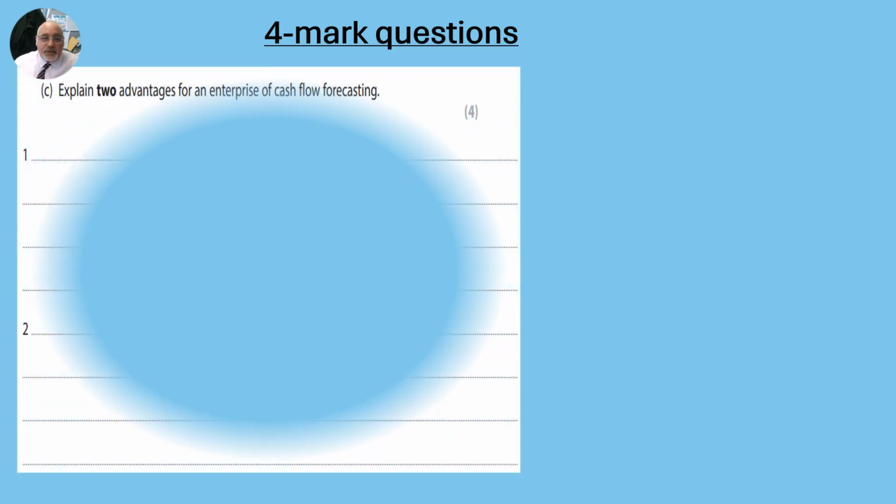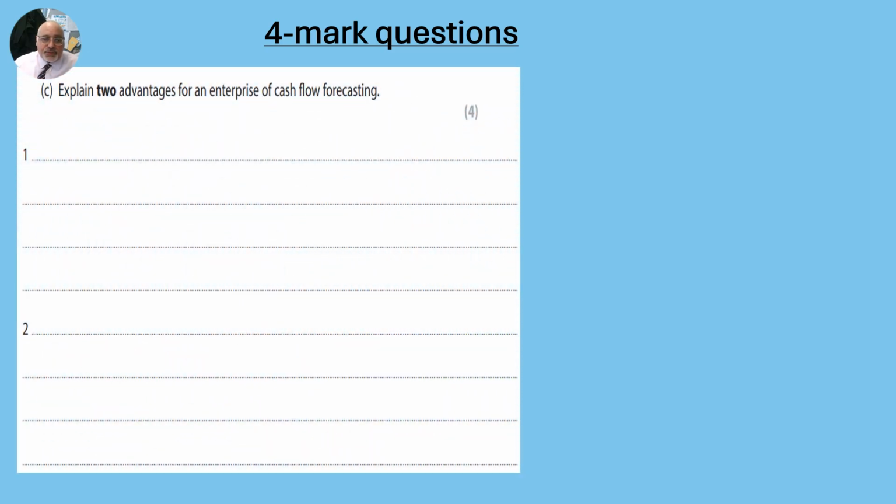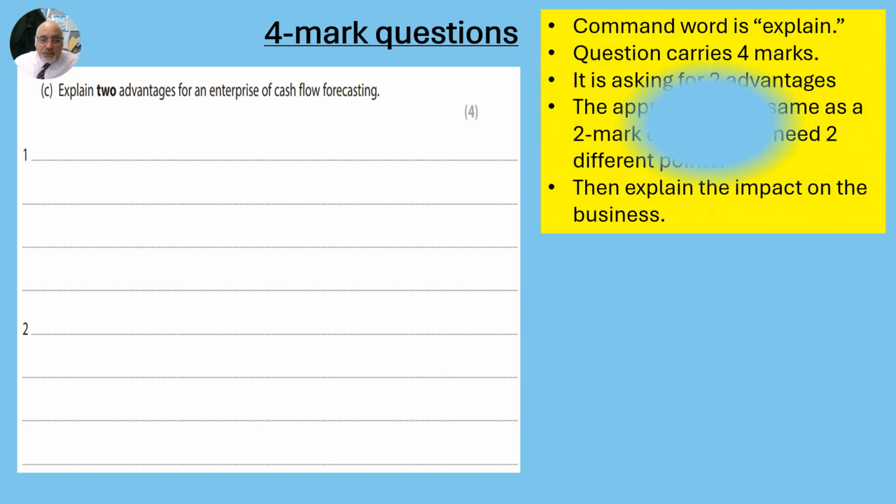Okay, let's move on to a 4 mark question. Now don't be daunted by a 4 mark question, as it's exactly the same as a 2 mark question, but you're making 2 points. So here's a typical 4 mark question. Explain 2 advantages for an enterprise of cash flow forecasting. So the command word is explain, but the question carries 4 marks. So therefore it's asking for 2 advantages.